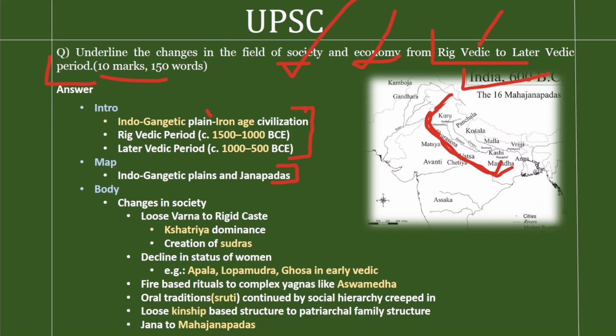Rigvedic society has a Varna system, and in the later period, there are new evolutions like the Kshatriya dominance or the creation of the caste called Shudras. These are happenings that take place in the later Vedic period. So loosely we mark this point as a transition from Varna to rigid caste system, and as examples we will give the Kshatriya dominance and the Shudra part.